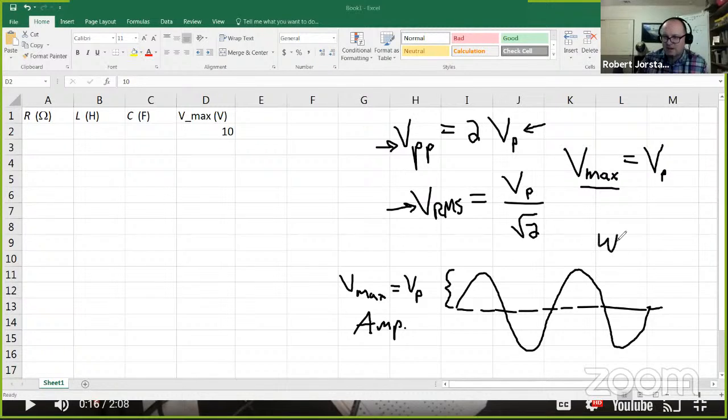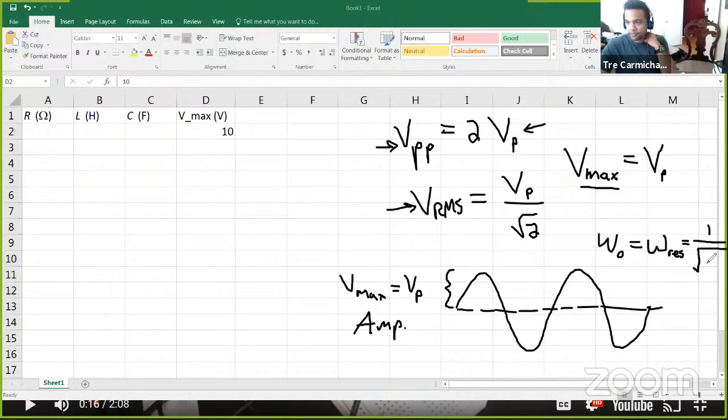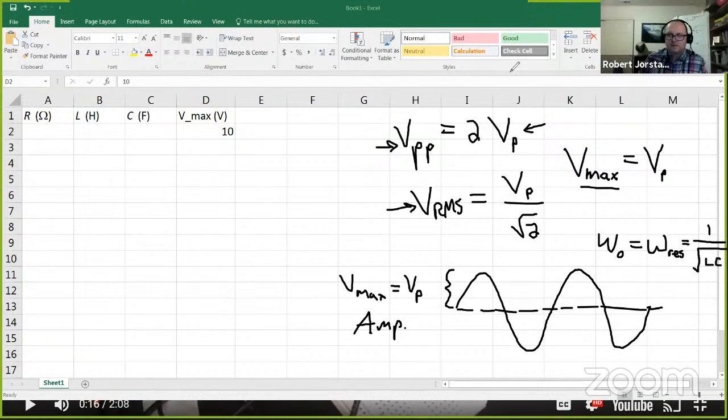Now, another thing that you might see me do today, omega naught and omega res. Those are the resonant frequency. If you recall, does anybody know the equation to how to get that? Do you remember it? 1 over square root of LC. Yeah, you got it. Square root of LC. Omega resonance, which is equal to 1 over.